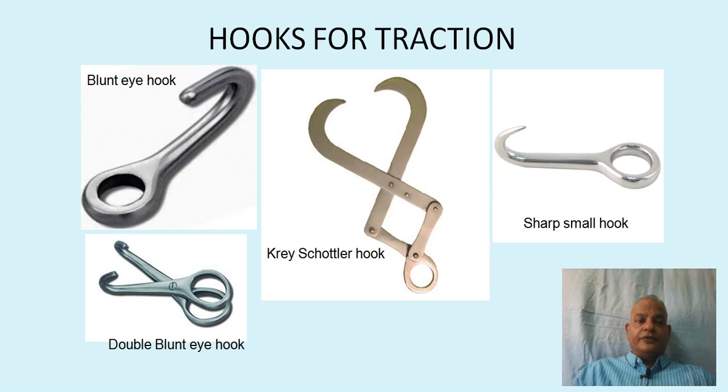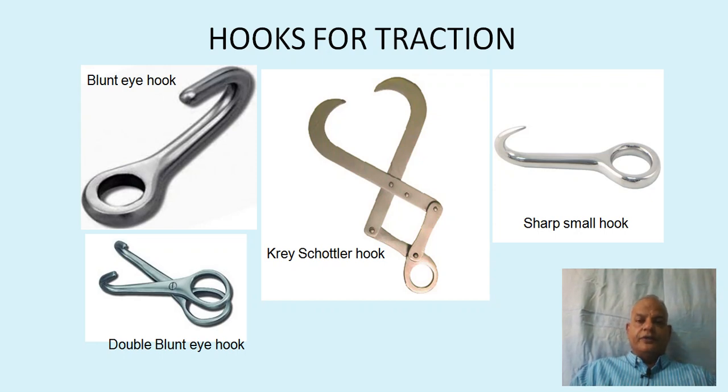Now, these are some of the hooks. The blunt eye hook is shown on the uppermost left corner. Then there is the Cray-Scottler hook, a sharp small anal hook, and then double blunt eye hooks. The eye hooks should be used with care, especially with live fetuses.